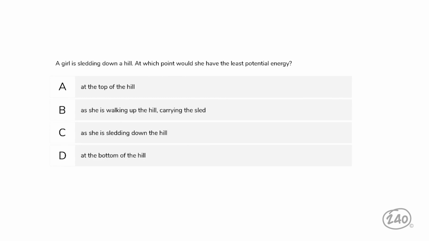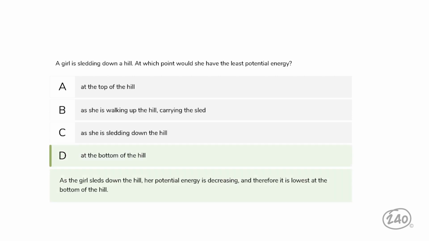Let's look at an energy question. A girl is sledding down a hill. At which point would she have the least potential energy? As the girl sleds down the hill, her potential energy is decreasing, and therefore it is lowest at the bottom of the hill, making this the best answer.